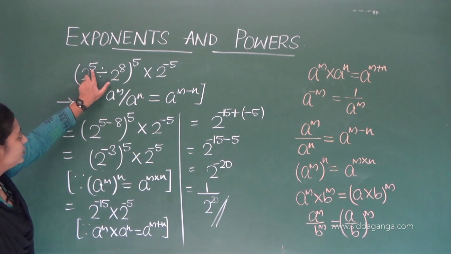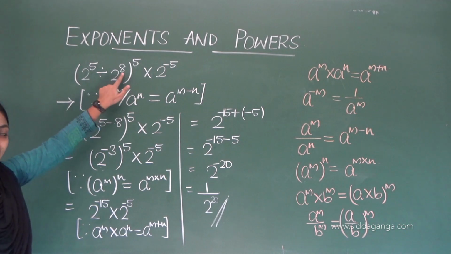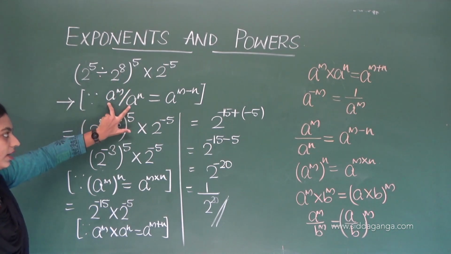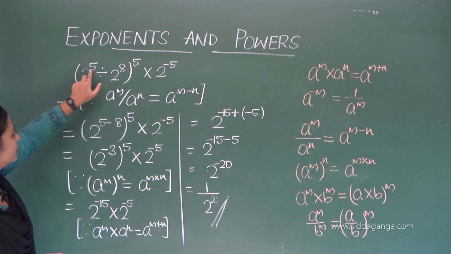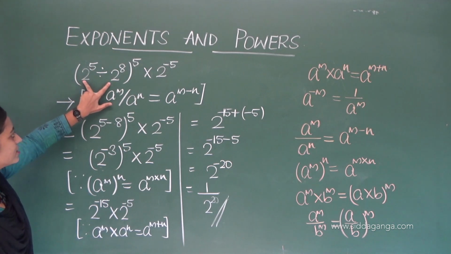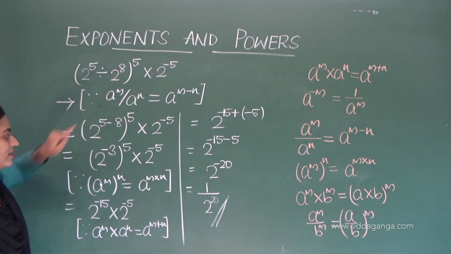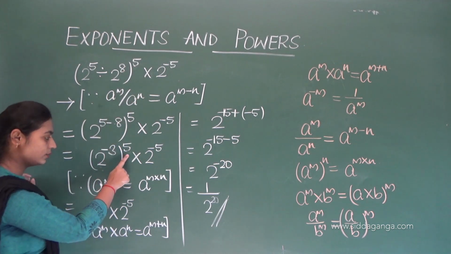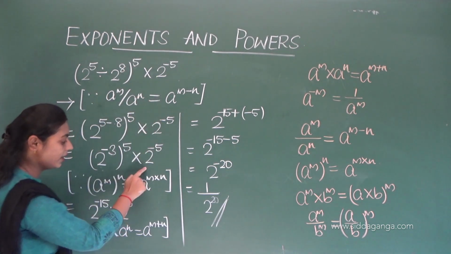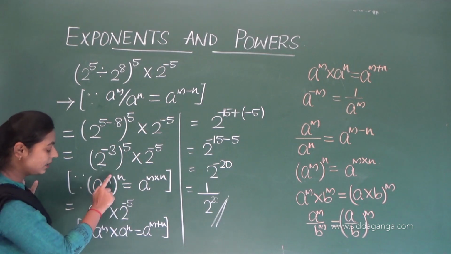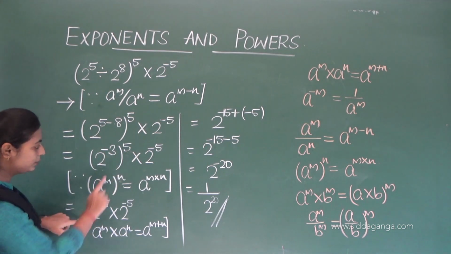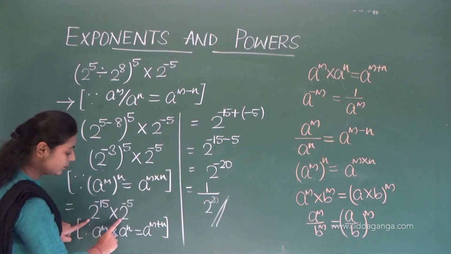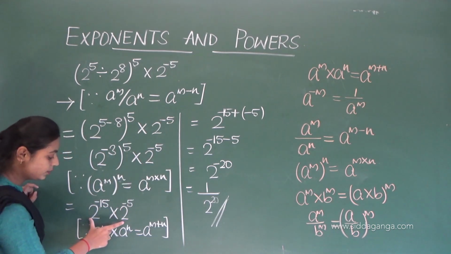So first, what did we do? We applied the law a raised to m divided by a raised to n, which is a raised to m minus n, to 2 power 5 divided by 2 raised to 8. So 2 raised to 5 divided by 2 raised to 8 is 2 to the power of 5 minus 8, whole to the power of 5, into 2 raised to minus 5. Again, a raised to m whole raised to n is a raised to m into n. So 2 to the power of 3 into 5 is 15, minus into plus is minus 15, into 2 raised to minus 5.